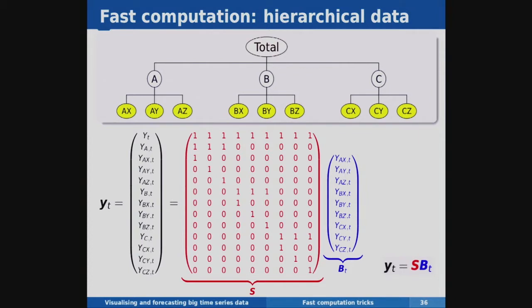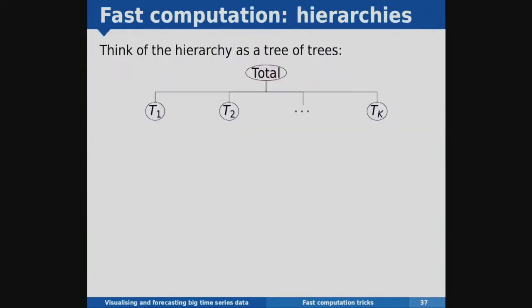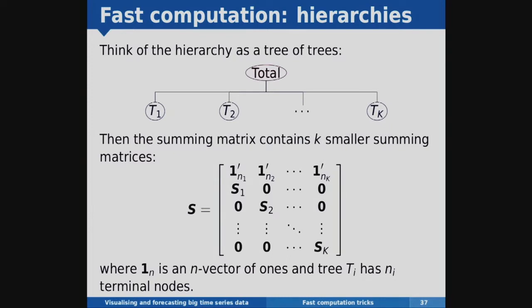And so this little block here looks itself like a summing matrix. And this little block here also looks like a summing matrix, and so does this one. So I've got the trees in order, because there's nothing canonical about the ordering that you write these things in. When you write it like that, you can think of the tree as a tree of trees. So you've got a total, and then you've got some trees, and each of these is itself a tree that disaggregates down. And so then the summing matrix contains k smaller summing matrices.